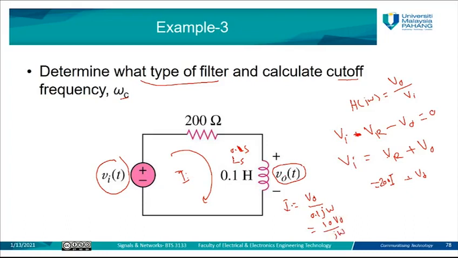So this will be the value for the current. Just substitute here, then try to find the relation between V out and V in.